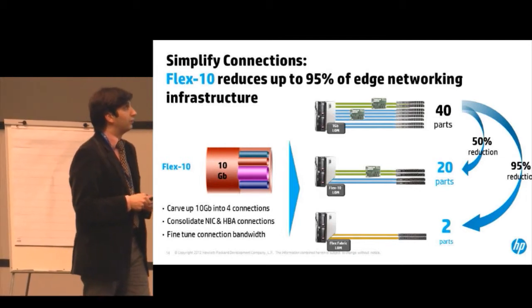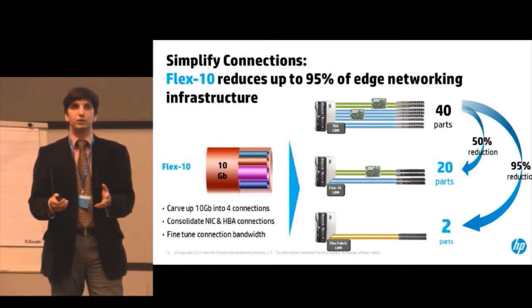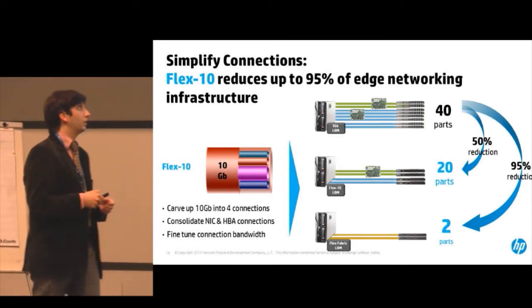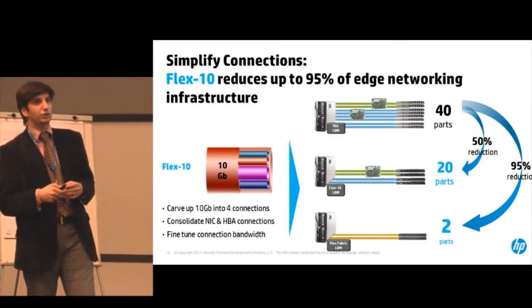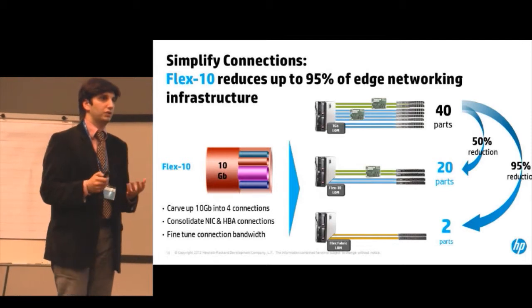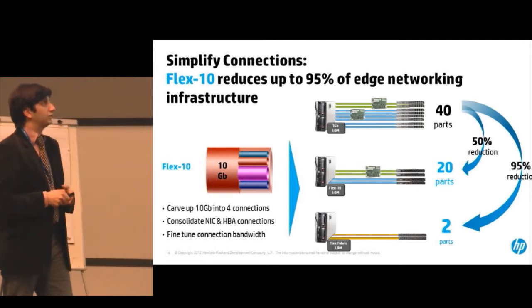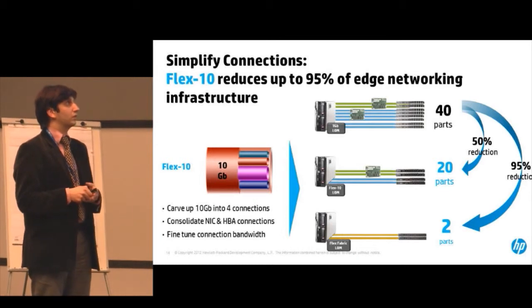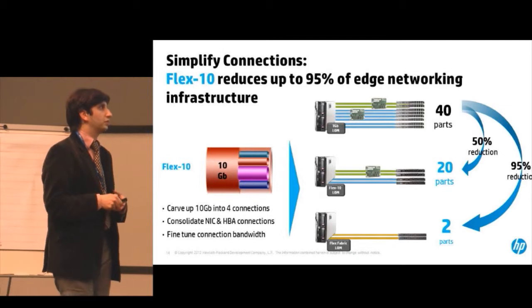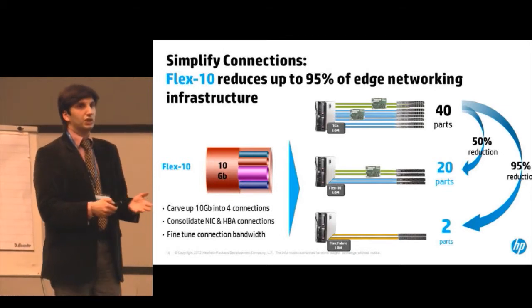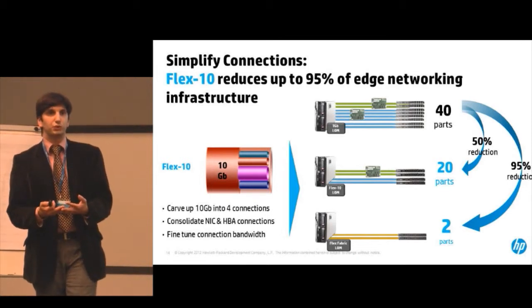And the next step was, if we have the 4 connection parts and we have 10G converged network adapter, let's use one of these 4 connections for the data traffic. Is it Fibre Channel over Ethernet or iSCSI? And by doing that, we actually can move down from 40 parts just to 2 parts, because with the blade server, starting from the G7, 10G converged network adapters are part of the standard configuration.